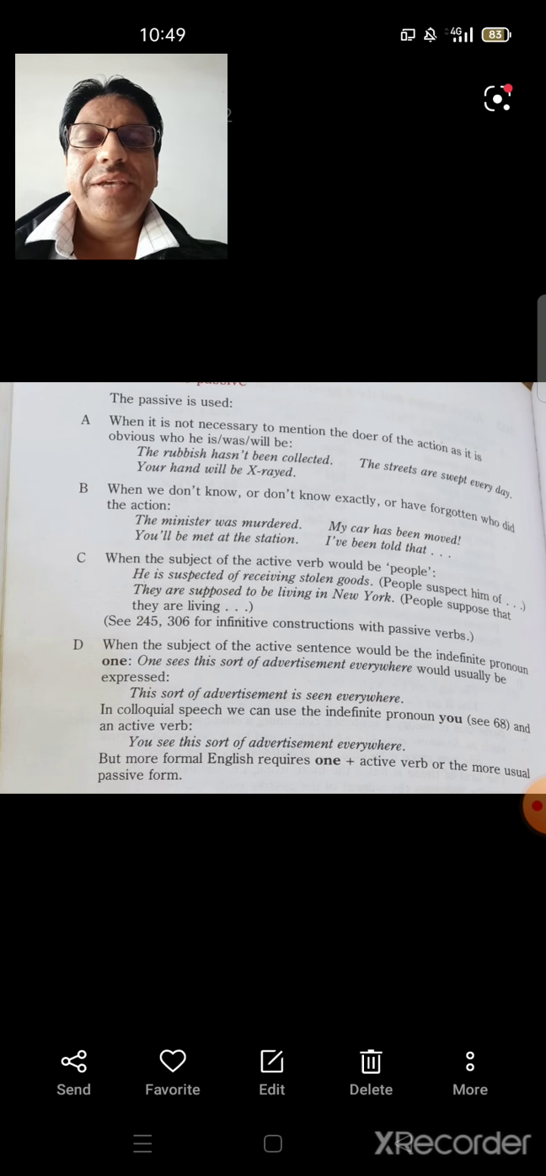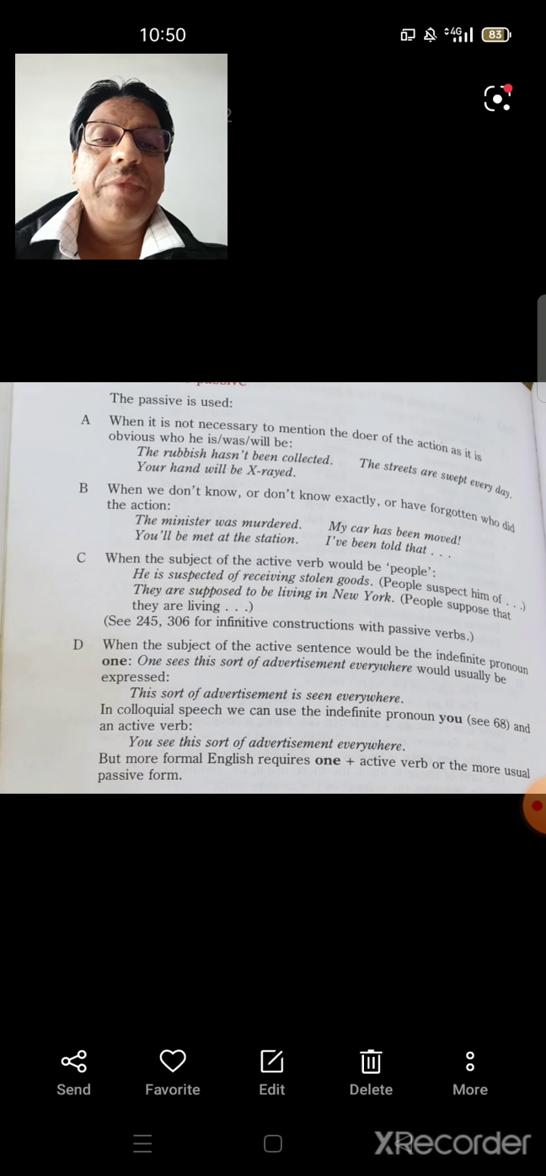For very common things, an example is: the rubbish hasn't been collected. So we don't need the doer. It is only the activity that is important. The rubbish hasn't been collected, or your hand will be x-rayed. We don't know who will x-ray the hand. It's such a common thing that we just need the passive form. Your hand will be x-rayed. The streets are swept every day. We are not concerned with the agency. We are just concerned with the activity or the action. The streets are swept every day. So we just use the passive form.